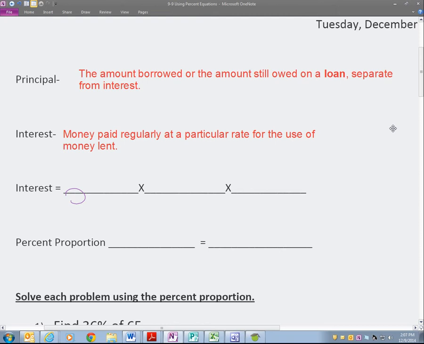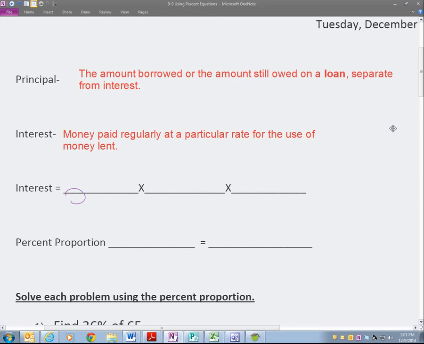So here's what's going on. This is definitely a real life situation. How many of you have family members that work in finance or mortgages or banking and stuff like that? Yeah, it's a pretty big business. So the principal, as it says here, is the amount borrowed or the amount still owed on a loan. If you don't have the money to buy a house, buy a car, or get dinner, you borrow money. That is called principal.